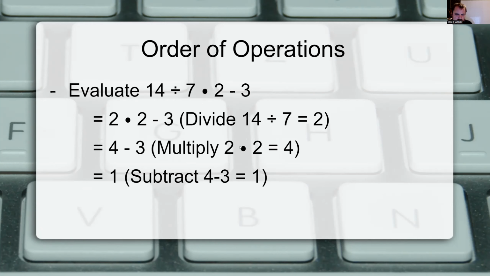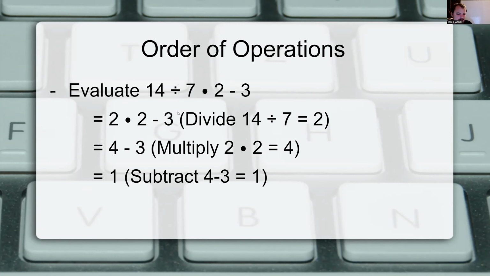Now what are we going to do next? Well, we're going to do 2 times 2 to get 4. So now we're just stuck with 4 minus 3. 4 minus 3 gets us to 1. So again, a lot of people will conveniently get this one right because they'll save subtraction for last. But if this subtraction part was put in the front, you would do that last. So this one, you should get 1.